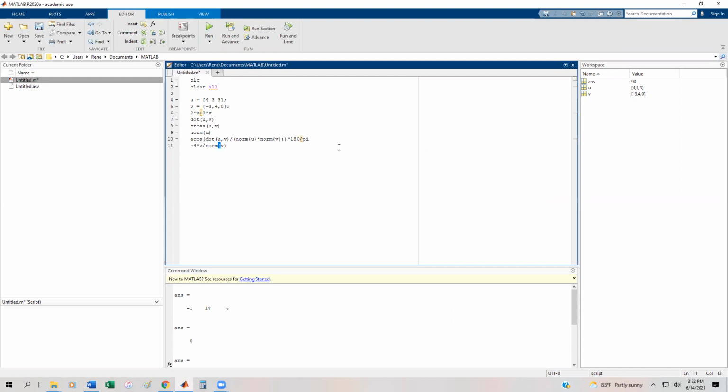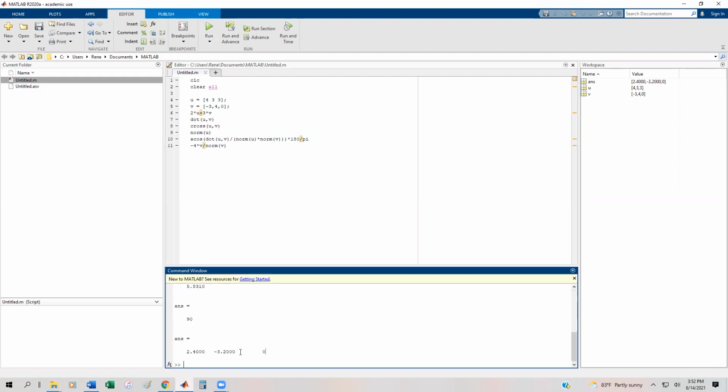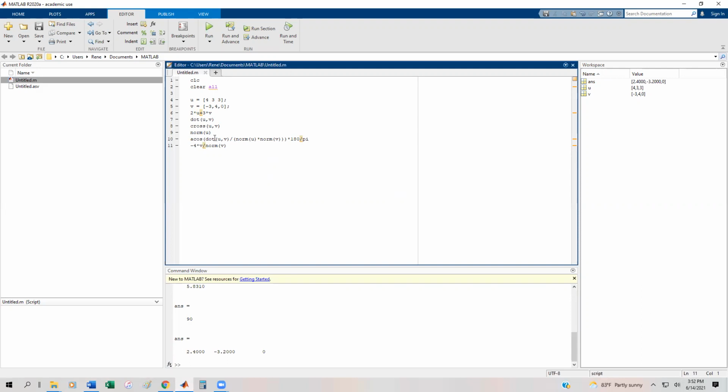We have to be careful. Remember, we have to use the right syntax, so we can't type magnitude or anything like that. If we execute it, it gives us -2.4, -3.2, and 0. That makes sense because if we find the magnitude of this, let me assign it to a variable c and find the norm of c. That should have a magnitude of 4, which it does.